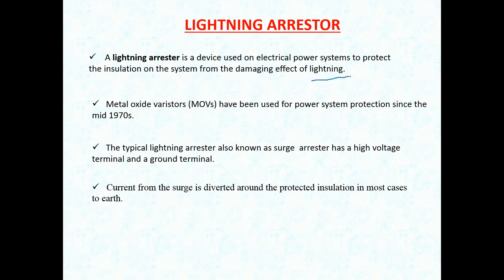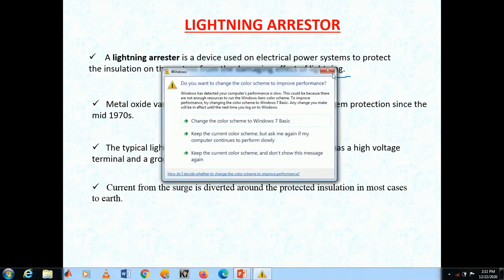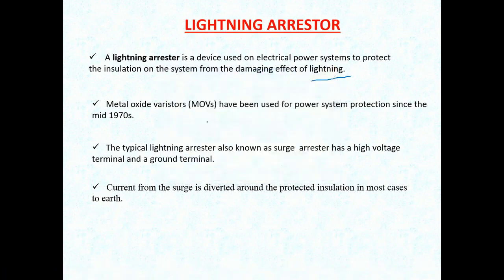Lightning arrestor function you studied in power system protection. What are the various types of lightning arrestors? Zinc oxide and metal oxide. What is rod gap, horn gap? So many lightning arrestors you studied. Metal oxide lightning arrestors have been used for power system protection since 1970 onwards. It is also known as surge arrestor.